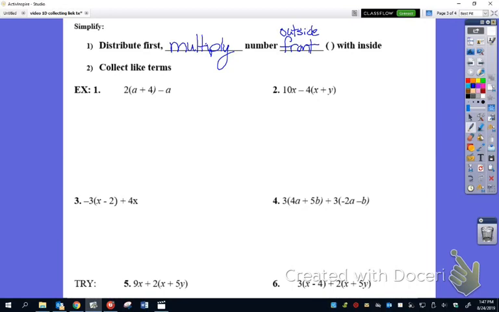Okay, so let's look at example number 1. First of all, on 1 through 4, we're just going to highlight who's outside the parentheses. So 2 is outside the parentheses here. 4 is outside the parentheses, and it's a negative 4.